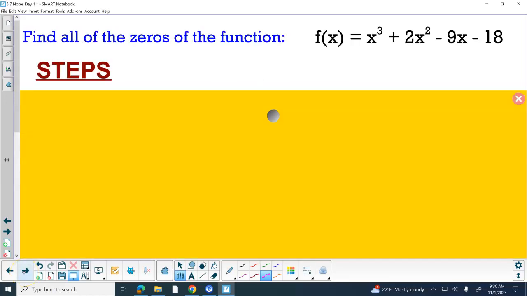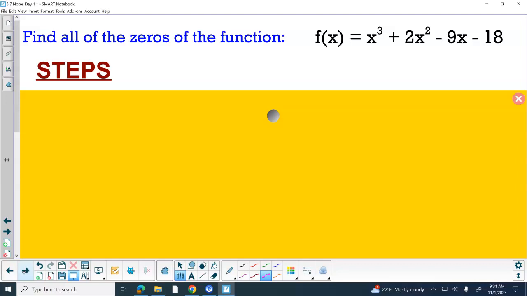So here now is our function. Start by writing down the function. F of x. If you're at the bottom of a page, I'd start at the top of a new one. F of x equals x cubed plus 2x squared minus 9x minus 18. Now, I'm a big "do these steps every single time" kind of guy.